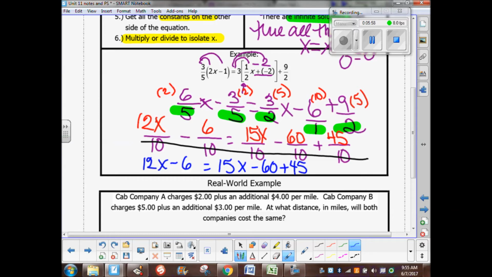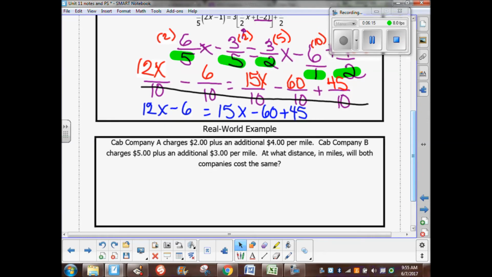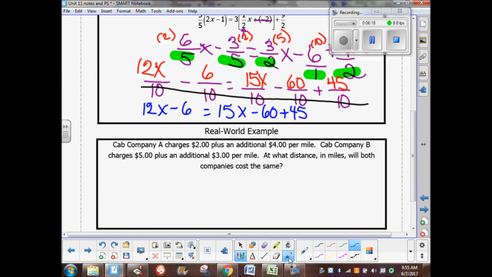Now my next step would be to combine like terms. When I combine like terms, I need a little bit more space here. Where am I going to put this? Maybe I can put it over here. 12x minus 6 equals 15x. What's negative 60 plus 45? Negative 15. Get the variables on one side, the constants on the other.